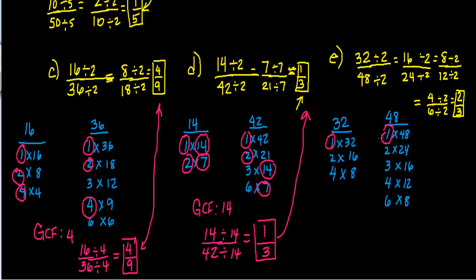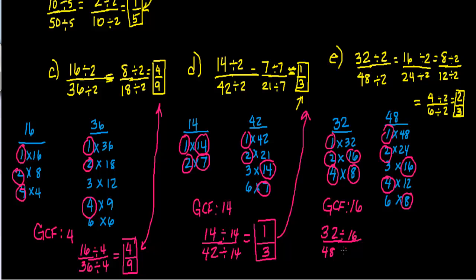1 is common between the two lists. 2 is a common factor between the two lists. 4 is a common factor between the two lists. 8 is a common factor. And 16 is a common factor too. What is the greatest common factor? The biggest number out of these that I've circled is 16. That means if I take my original fraction, which is 32 over 48, and I divide by 16 in the numerator and the denominator, that would have given me 2 over 3, which is what I got.